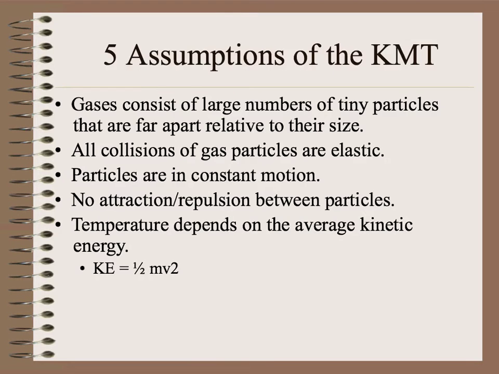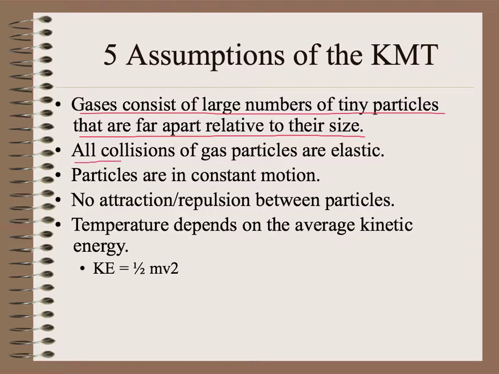There are 5 assumptions of the kinetic molecular theory, which are found on those pages that I gave you in the book, that you're going to need to know. So you're going to want to write these down. The first one is that gases consist of large numbers of tiny particles. So a whole bunch of these tiny little particles, and they're far apart relative to their size. They're really tiny, so comparatively to each other, we're going to say that they're far apart.